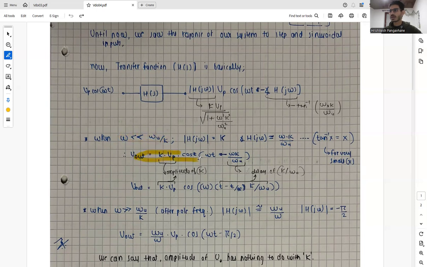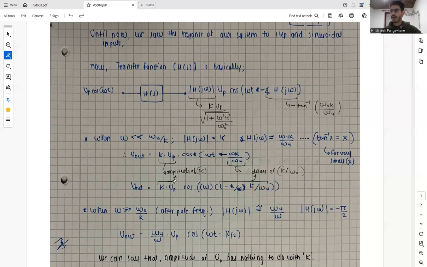So our V out can be written in this format, and by simplifying it further, it can be written in a form where we have the amplitude k times Vp times cos. If we take omega out common, we are left with t minus k by omega u. So k by omega u is the delay contribution due to the system, and its value is k by omega u.